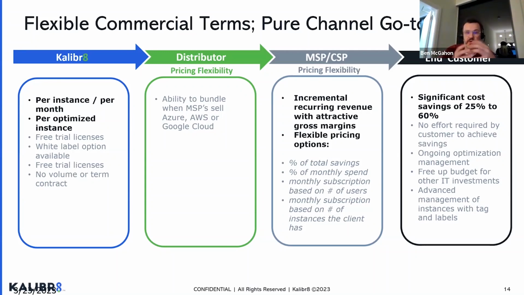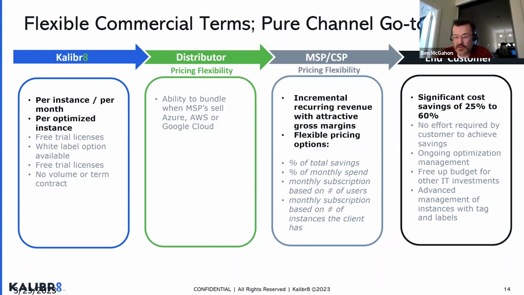So if we look at that, then we're doing free trials, and what we found with distributors is they're bundling this with the cloud. And this is an important point as to why they're doing that. Customers, as they're buying the cloud, should be buying the ability to manage, understand, and optimize that cloud, and I guess MSPs and CSPs likewise.